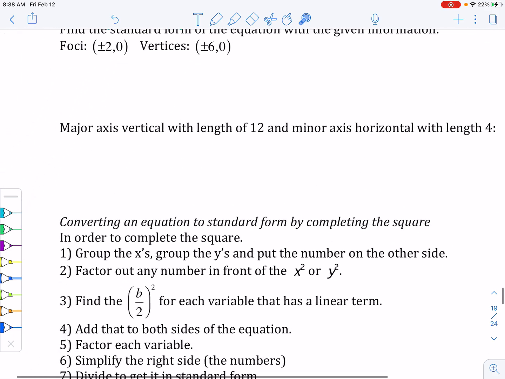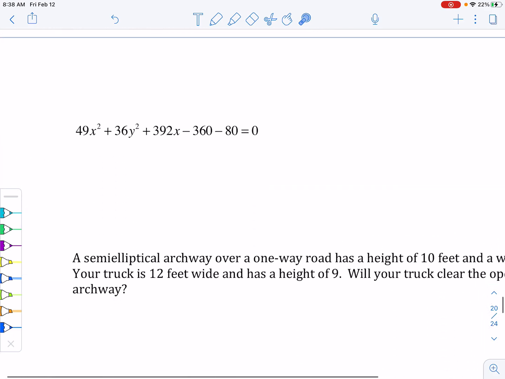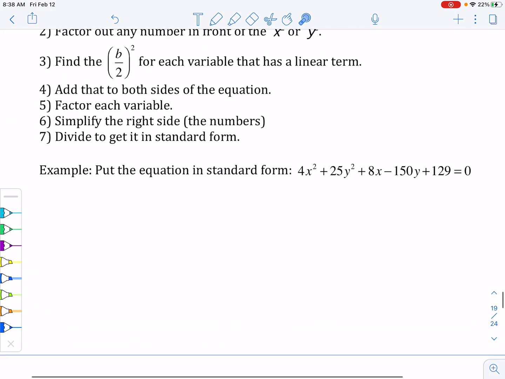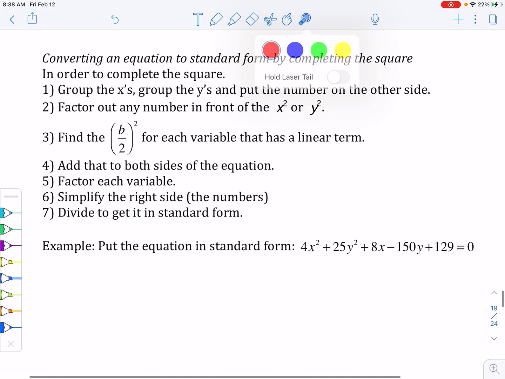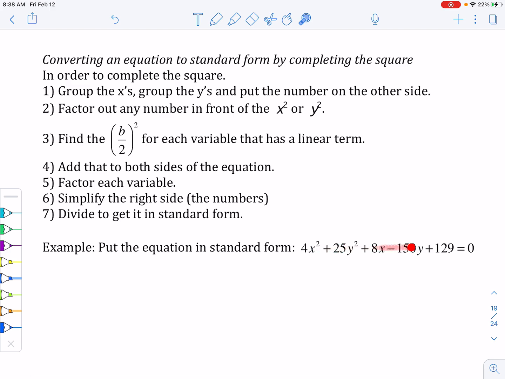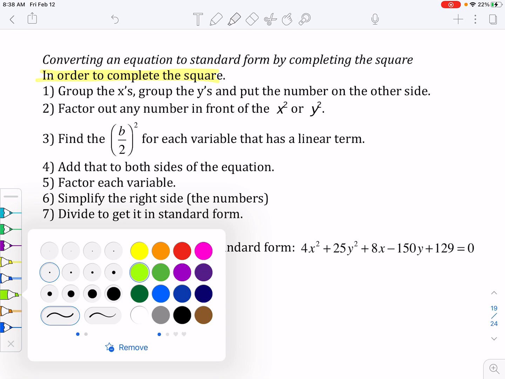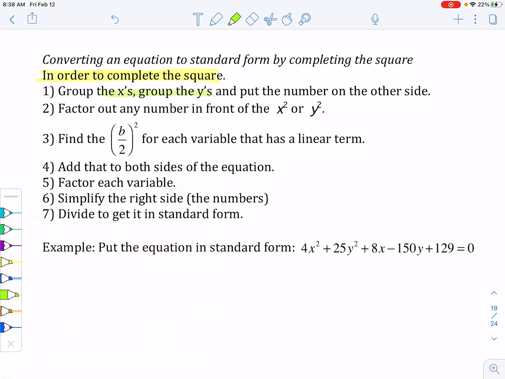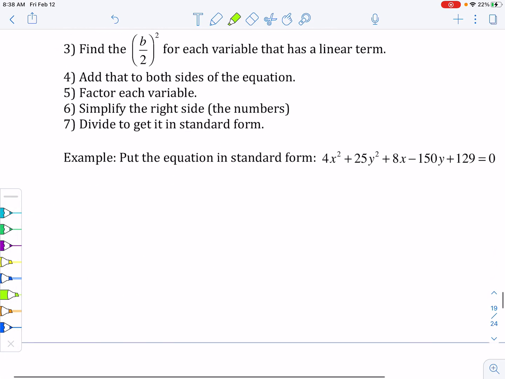Okay. Now, we also have one in our general conic form. Okay. Notice this does not look like anything that we've had before. What you have to do is you have to complete the square in order to get it to the standard form. Okay? So the first thing you're going to do is you're going to group the x's and group the y's. Okay? And then put the number on the other side.